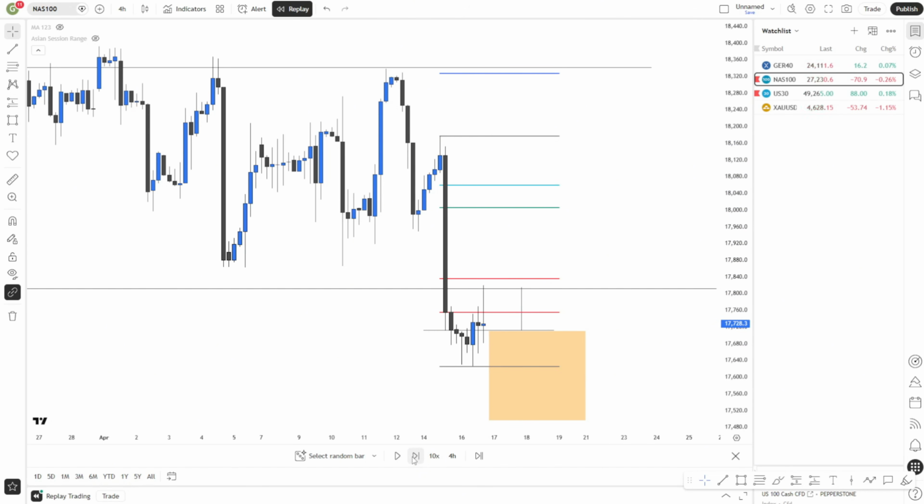And now let's have a look for the entry model. Okay, this beautiful tap, we tap into it. We have this rejection candle. So you can now remove this daily candle.